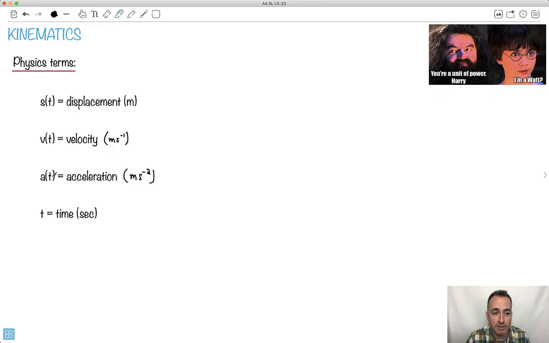We've got A of t, it's acceleration, measured in meters per second per second, that's why it's got meters per second squared. We've got t, which is time measured in seconds. These are the main terms we're going to be using and discussing, so you kind of need to know these ones. So remember, the weird one is that S is displacement for some reason.